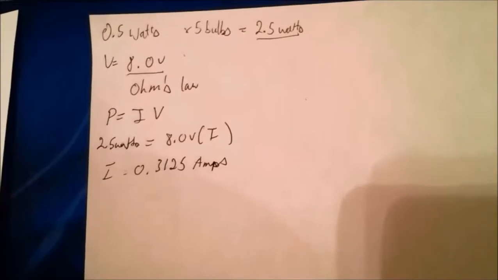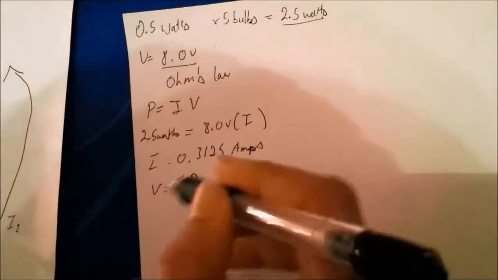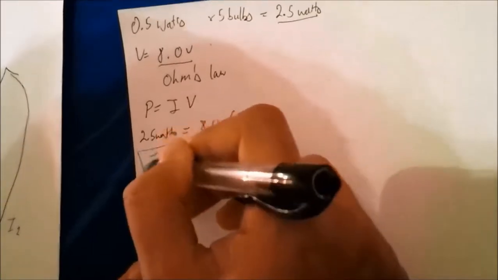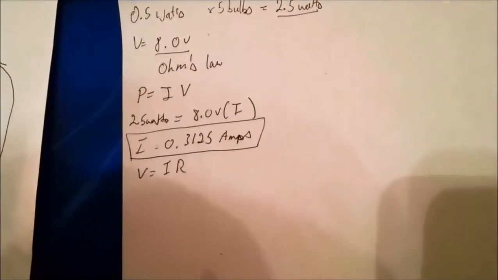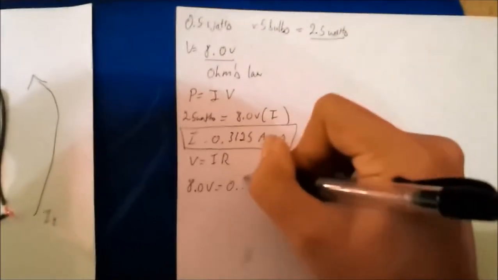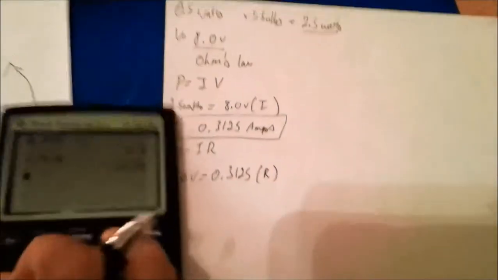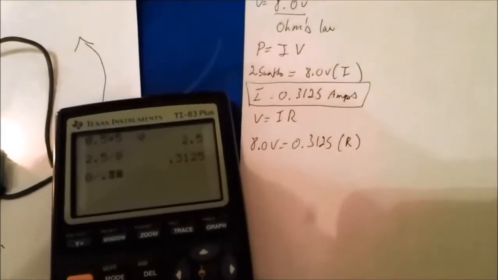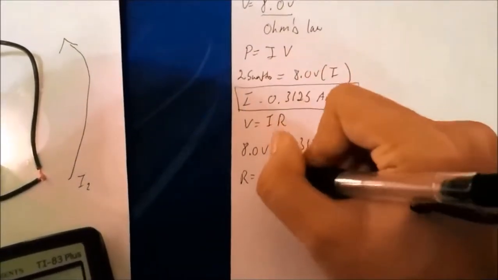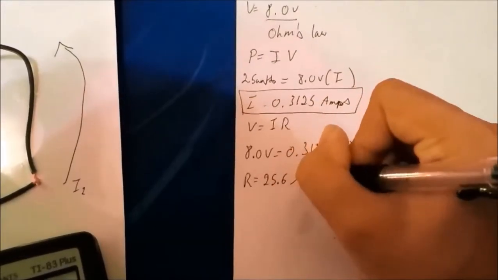So we also do know that V equals I times R, which is current times resistance. We found a current, which is 0.3125 amps. The voltage stays the same, which is 8 volts. Now that equals 0.3125 times resistance. Doing the math again, 8 divided by 0.3125, your resistance equals 25.6 ohms.